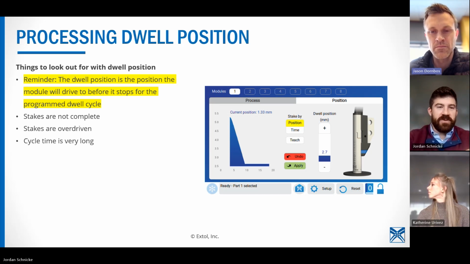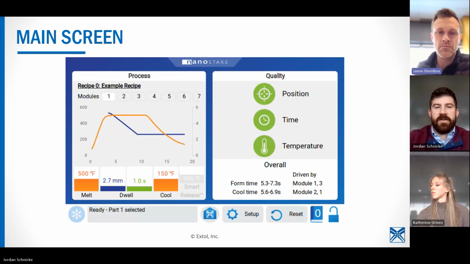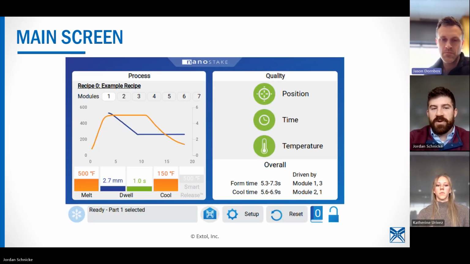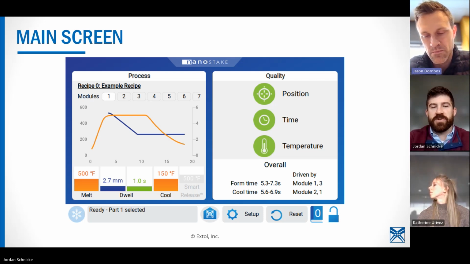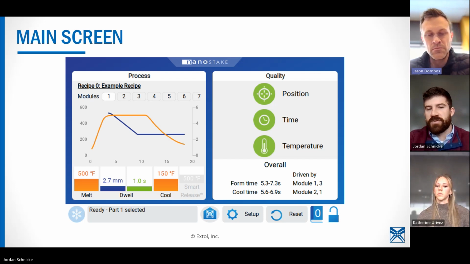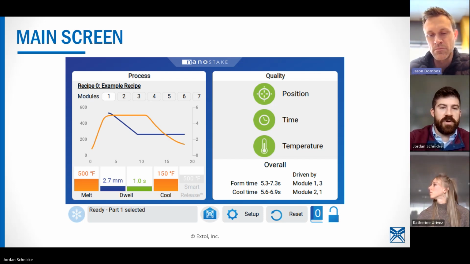The longer it takes to get to that position, the longer the overall cycle is going to be for all of the modules. So if, for example, on that home screen, which I just want to scroll back really quick to because it wasn't as pertinent at the moment, I think now it makes a little more sense. On your home screen, you'll see there is form time, 5.3 to 7.3 seconds. Which modules are these, right? Why is module 1 5.3? Why is module 3 7.3?